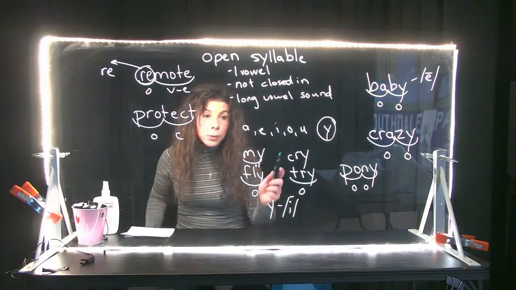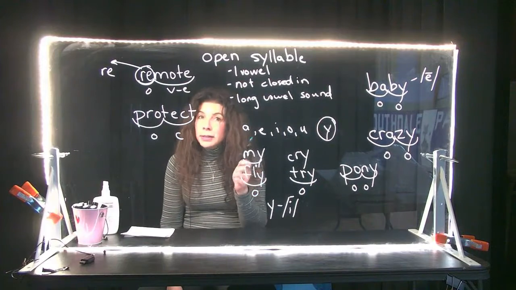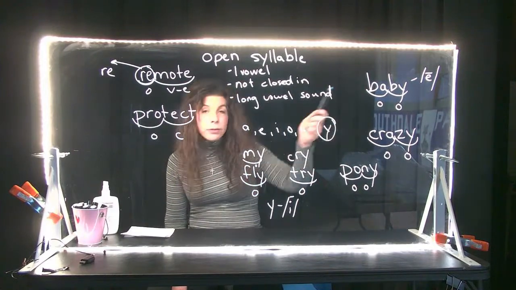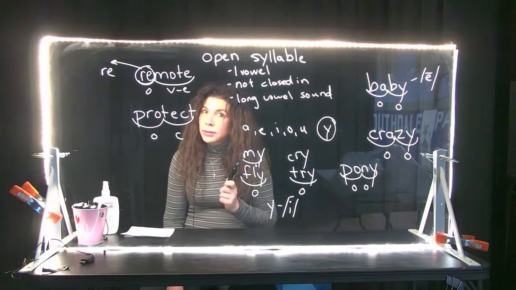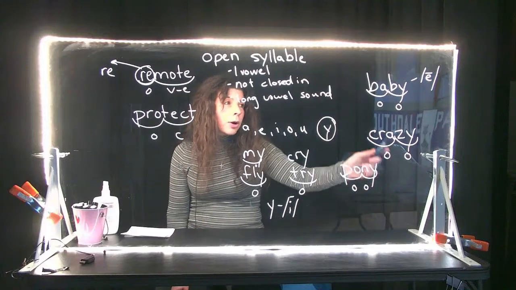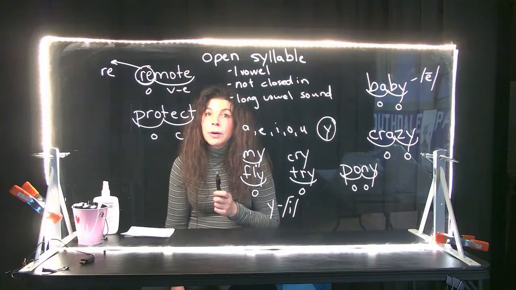When the Y is in a one-syllable word and it's at the end, it sounds like a long I. When it's at the end of a multisyllabic word, it sounds like a long E. It is part of the open syllable family.